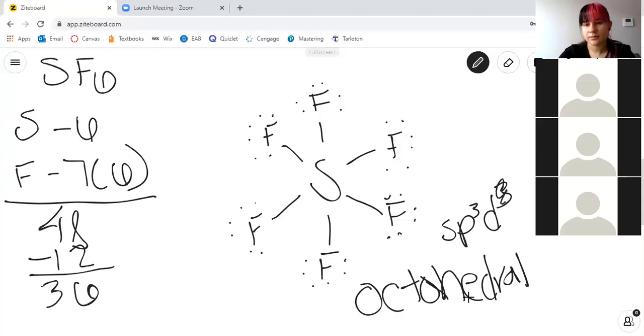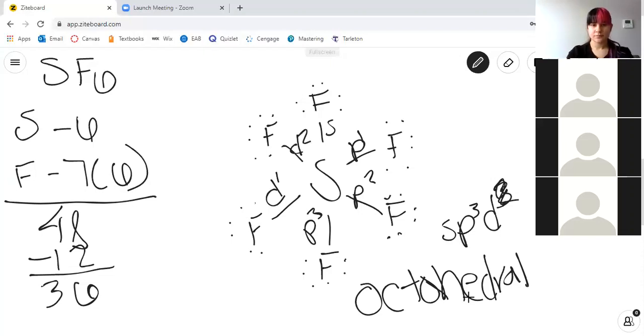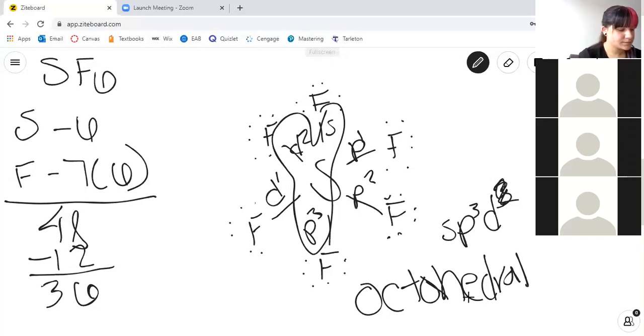3 is the absolute max on the P. So once you hit that 3, you have to move to D. So we have S, P1, P2, P3. We have to move to D, D1, D2. Does that make sense? Okay, awesome. So that's the last of that.